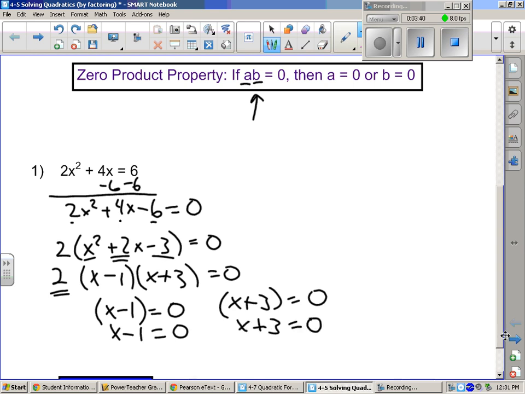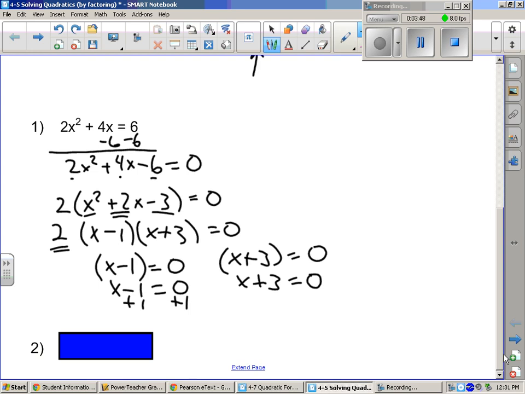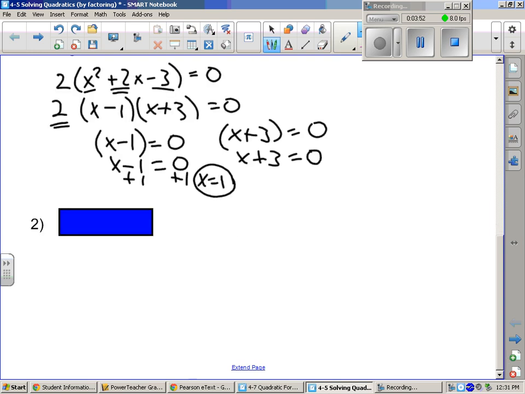So now, solving this, I'm going to add 1. And so x equals 1. There's one answer. And then over here, I'm going to subtract 3, so I get x equals negative 3. So those are the two places on the graph that are going to cross. So if I had 1 and negative 3, my parabola would be going through those two spots.